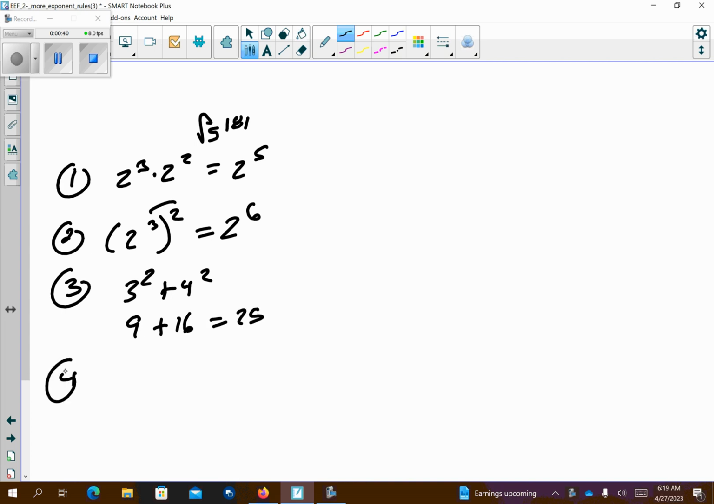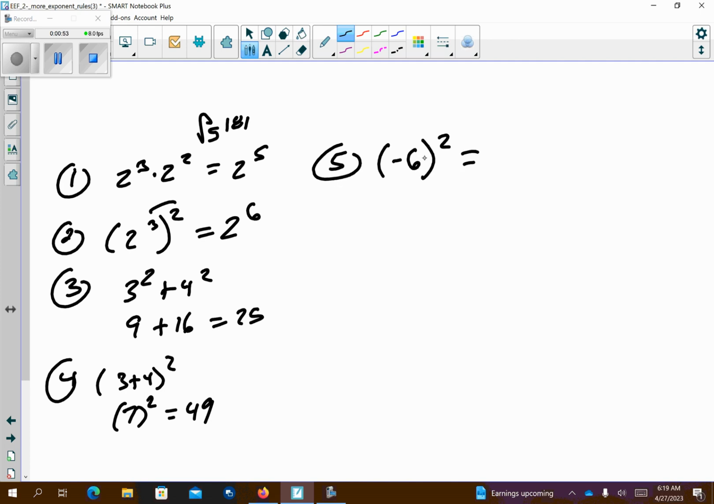Number 4, 3 plus 4 squared. Well, let's add what's inside first. So I'm going to get 7 squared, which is 49. Number 5, we get negative 6 quantity squared. So that means I'm squaring negative 6 times negative 6, which is positive 36. But please note on this one, I have negative 6, which is not in parentheses, so this has an answer of negative 36 because the negative does not get affected by the squared.